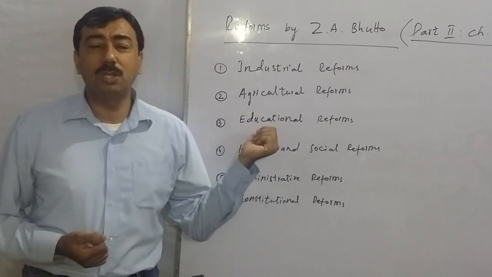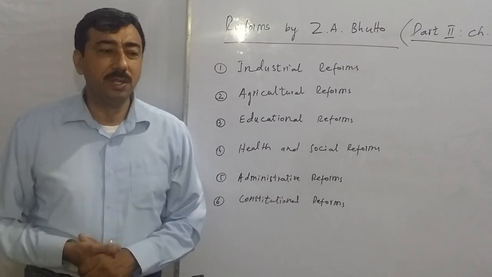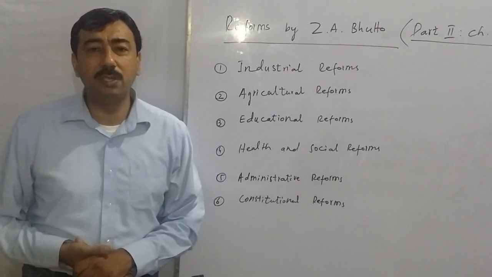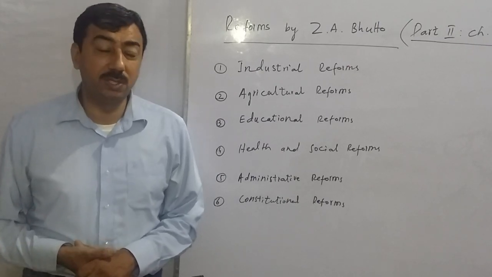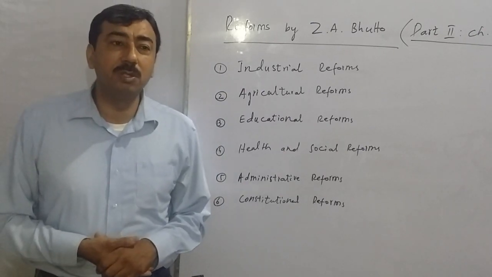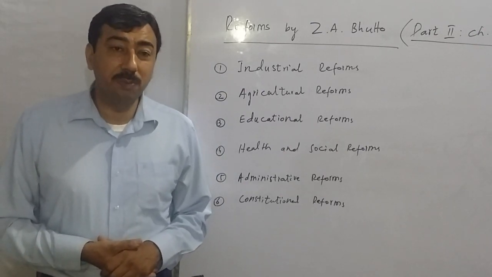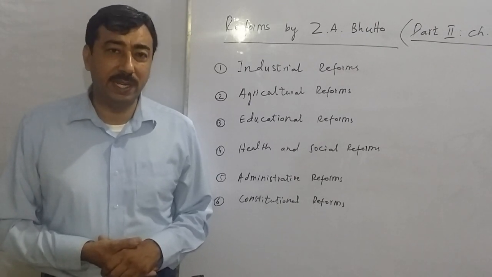Number three, education reforms. Bhutto wanted the literacy rate of Pakistan to be increased. When Bhutto came into power, the literacy rate was 25%, and he believed that he should increase this rate. For this purpose, he wanted a new curriculum to be introduced in the schools, which should meet Pakistan's educational, economic and social needs at that time.